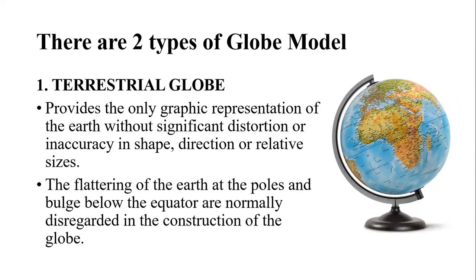One is terrestrial globe. It is also a three-dimensional model of Earth, usually just called globe. Terrestrial means relating to or representing Earth as distinct from other planets. It provides the only graphic representation of the Earth without significant distortion or inaccuracy in shape, directions, and relative sizes. The flattening of the Earth at the poles and bulge below the equator are normally disregarded in the construction of the globe. Second is celestial globe.